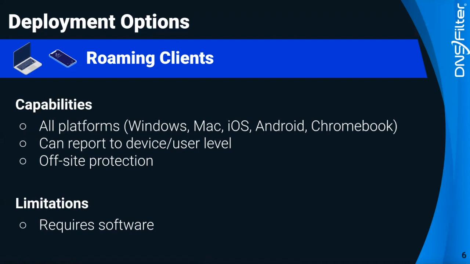The roaming clients have the least amount of limitations in terms of information. So whereas in the case of network forwarding, you only have aggregate statistics. In the case of relay, you have per IP statistics. In the case of roaming clients, you have per device and per user statistics. So you have the greatest depth of filtering and reporting granularity with the roaming client.